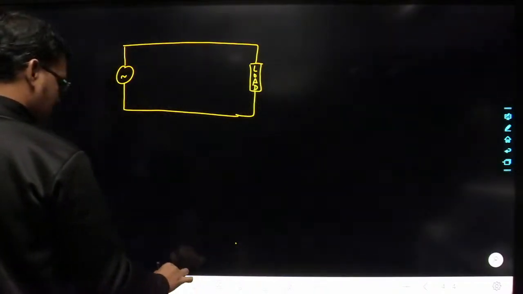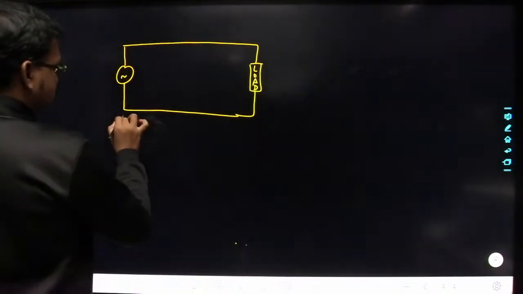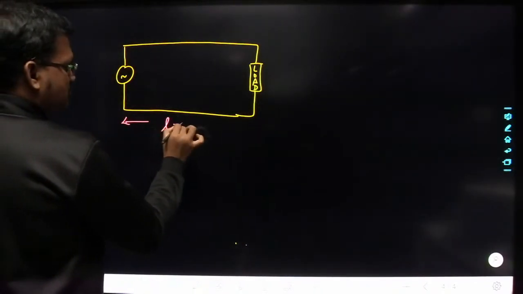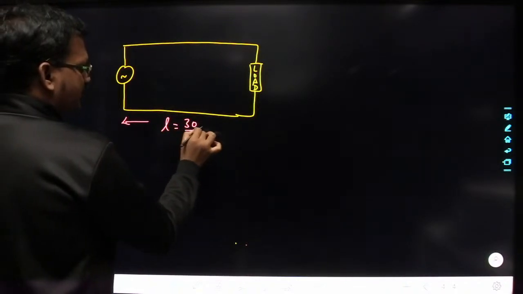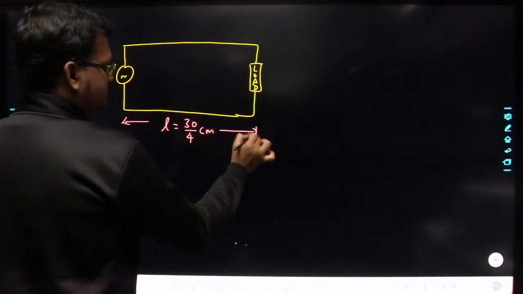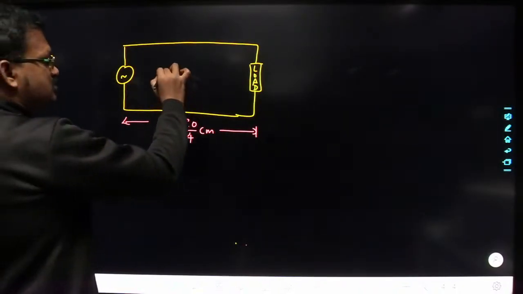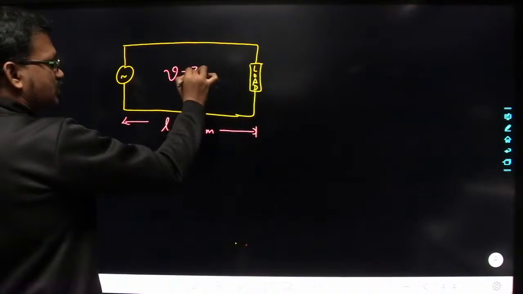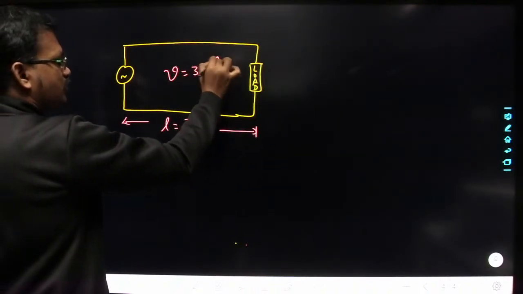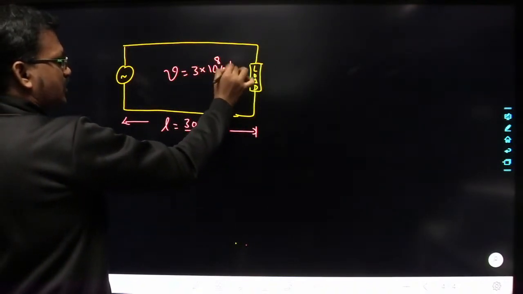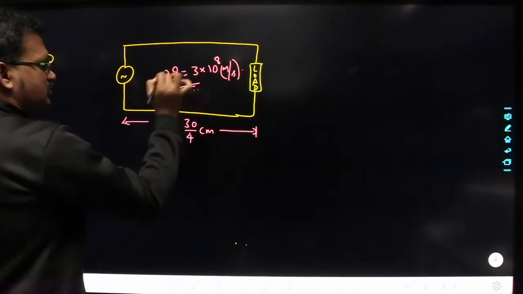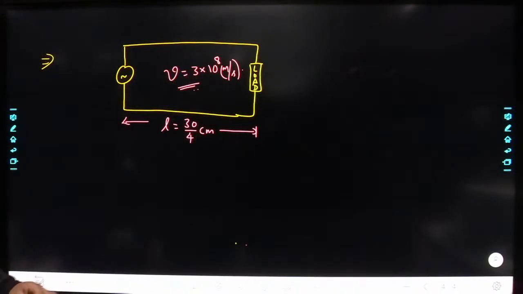Let us consider a transmission line, and let us assume its length L is equal to 30 by 4 centimeters, and the velocity of the signal is 3 into 10 to the power of 8 meters per second.